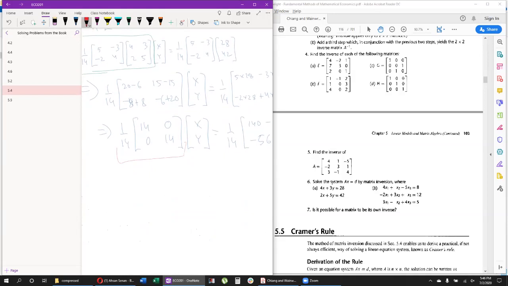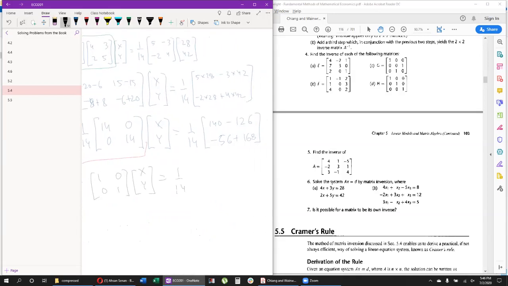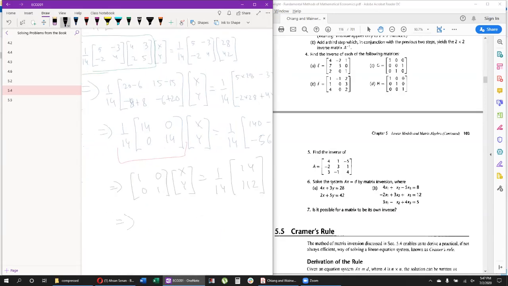Take a look here. This becomes an identity matrix. So 1, 0, 0, 1 times x, y equals to 1 by 14 times 14 and 112, is it? So if we multiply these two matrices, do they conform? This is 2 by 2. This is 2 by 1. So of course they conform because this is 2, this is 2. So they can be multiplied.